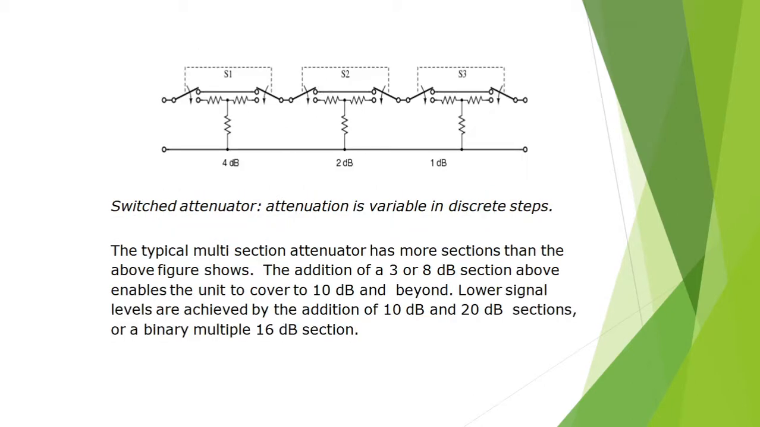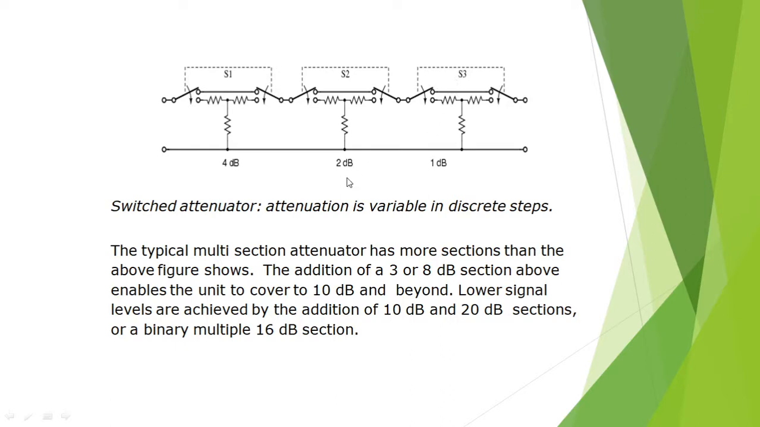If you see in this figure, 4 dB, 2 dB and 1 dB attenuators are cascaded, and switches S1, S2 and S3 are provided. When S1 and S2 are connected, it is 6 dB. And if you want one more dB, then you can add this also.